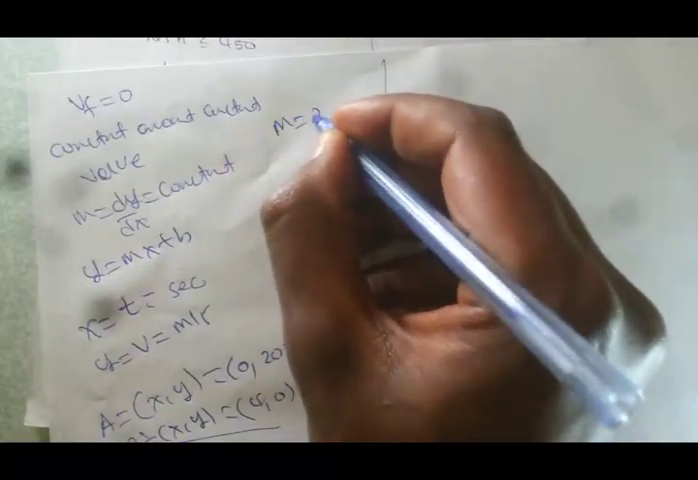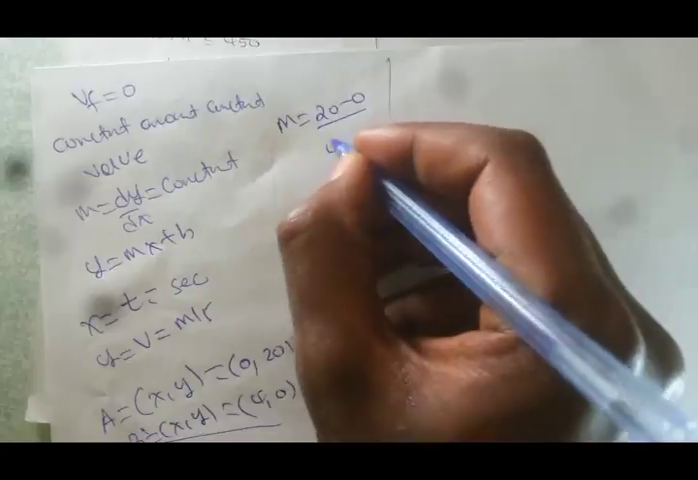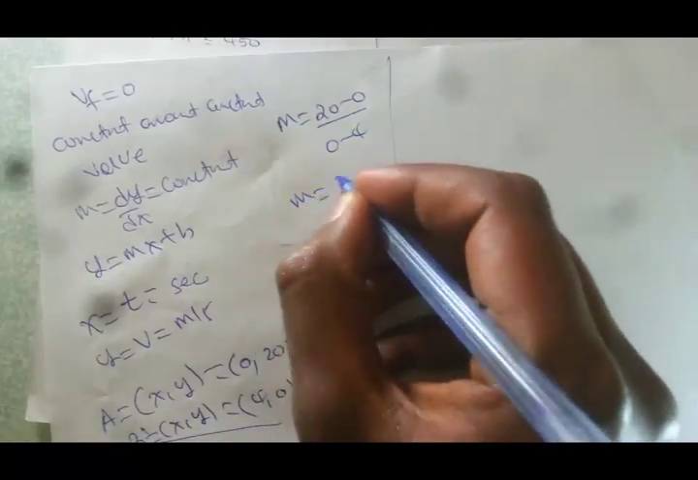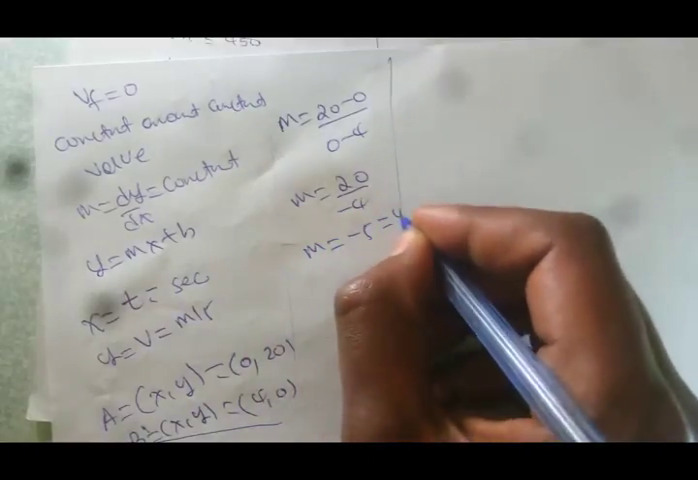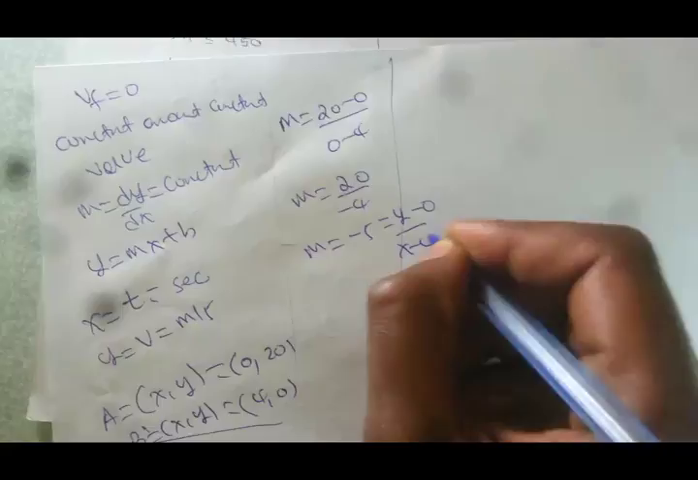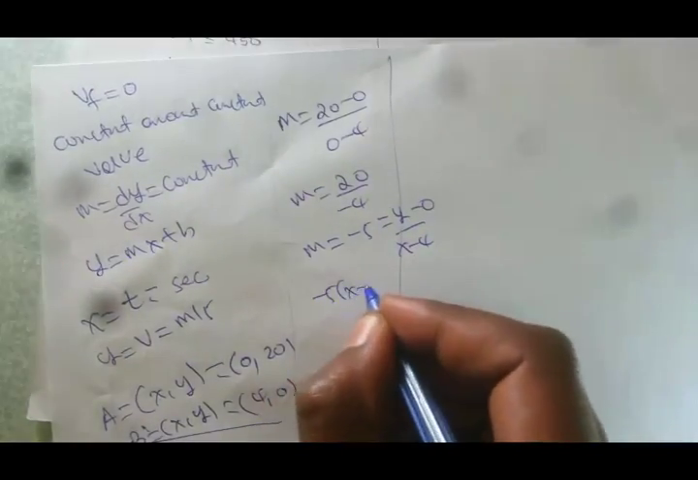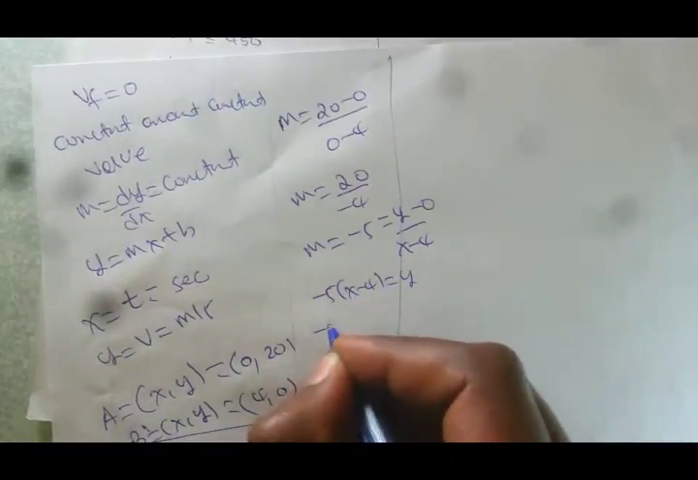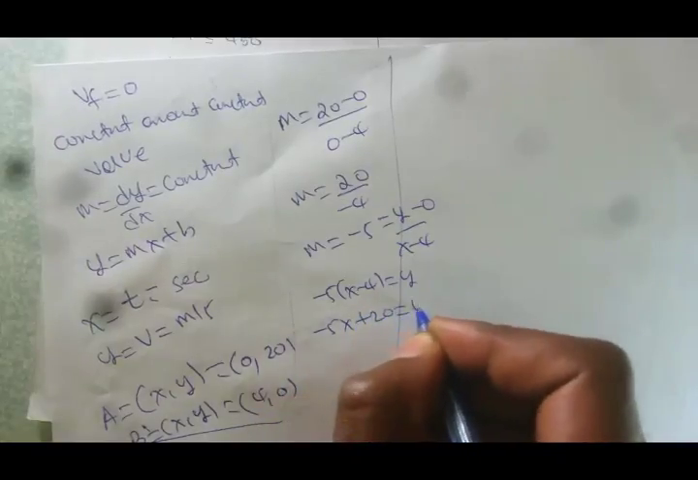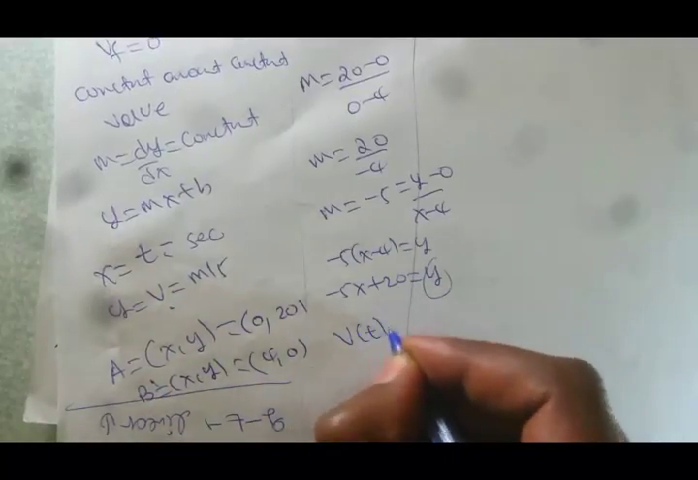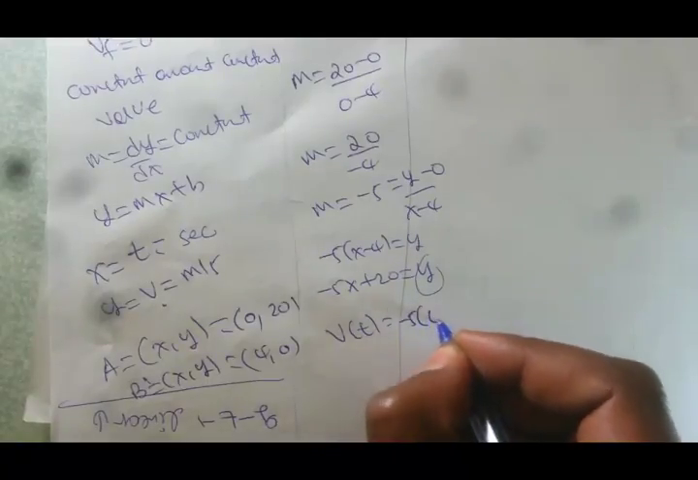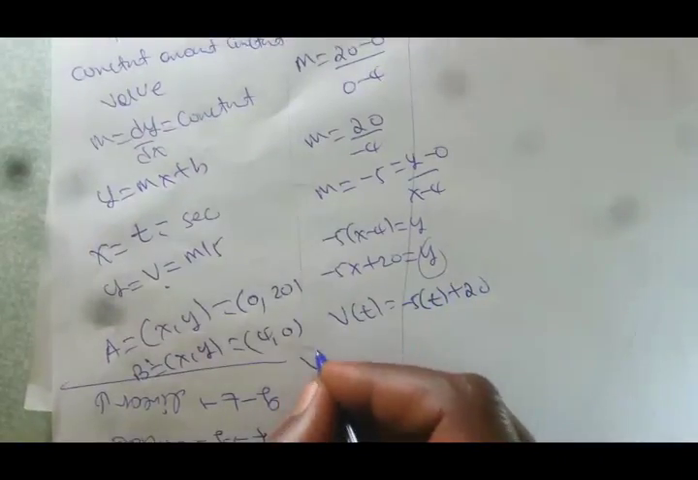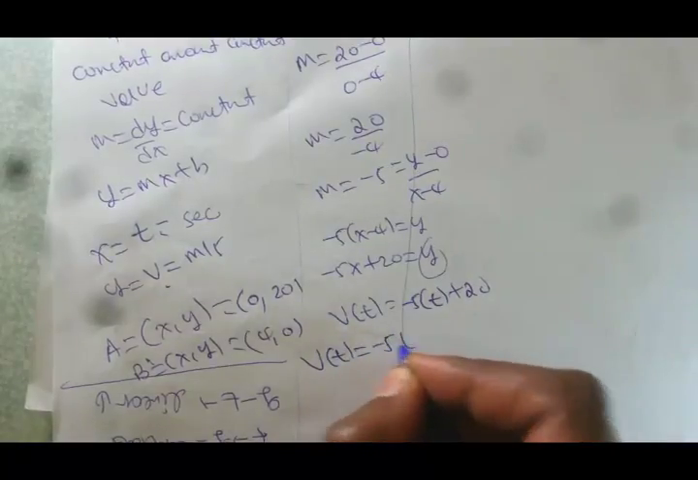First, m is given by 20 minus 0 over 0 minus 4. Therefore m is equal to 20 over minus 4, m is equal to minus 5. Minus 5 is equal to y minus 0 over x minus 4. Therefore minus 5 times x minus 4 is equal to y. Minus 5x plus 20 is equal to y. What does y represent? Y represents v. What does x represent? T. Therefore v of t is equal to minus 5t plus 20.